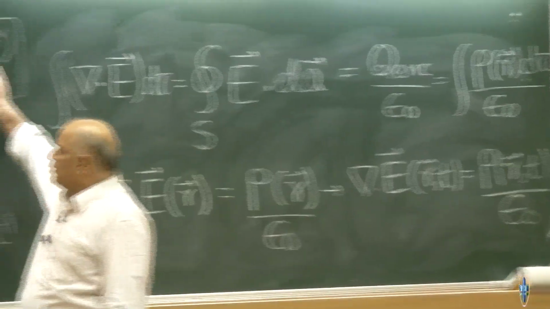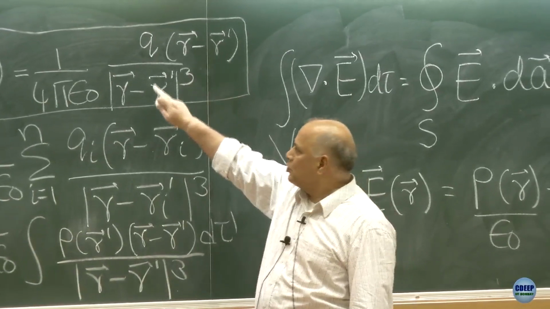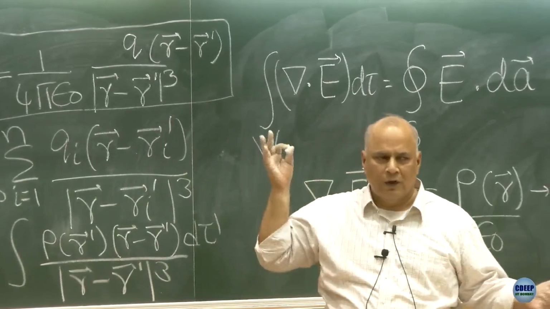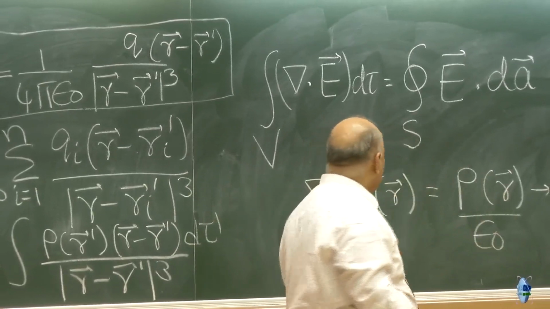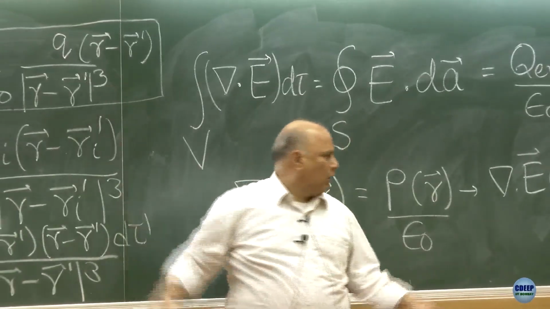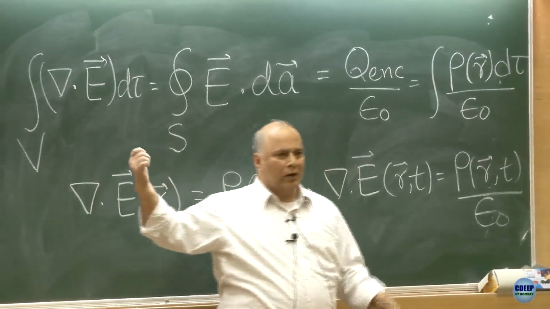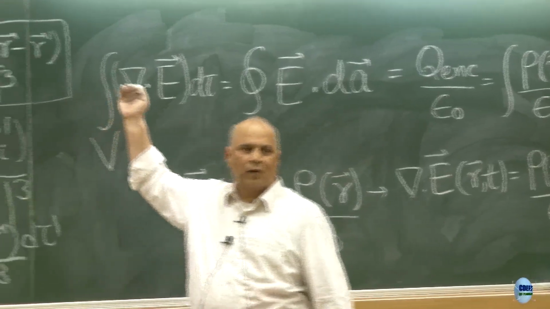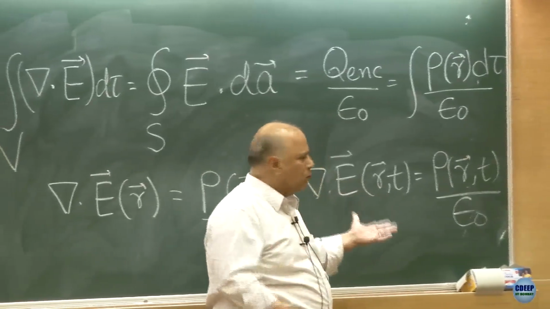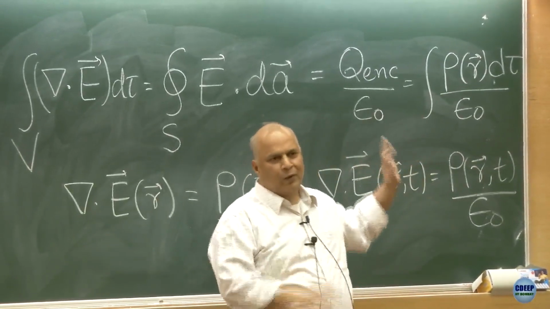Whereas the Coulomb law, this does not hold for a moving charge. It is true that starting from here, we derived integral E dot dA is equal to the charge enclosed, and from that we derived this. So, from Coulomb's law, we get this, but from this, we will not get Coulomb's law for a moving charge. And I am not going to discuss now why this equation should hold for a moving charge. We will worry about it later.